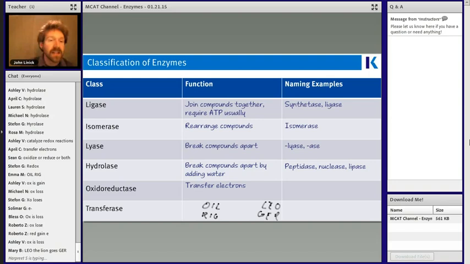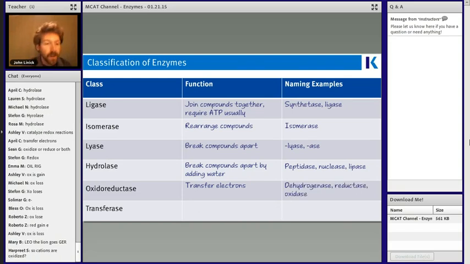So be aware, there is no oxidation without reduction. They come in pairs. That's why we call them redox reactions, combining the words together. So, of course, oxidoreductases will transfer the electrons. So, of course, you're going to be both oxidizing and reducing.